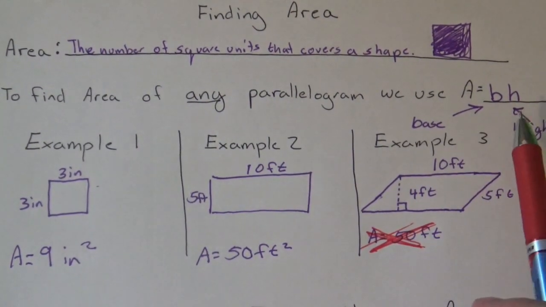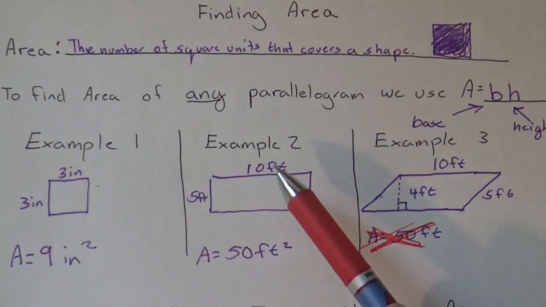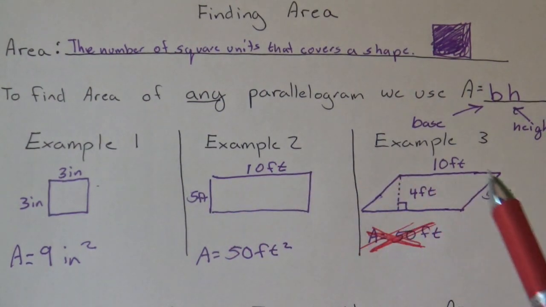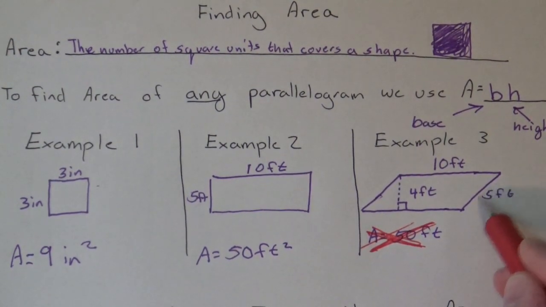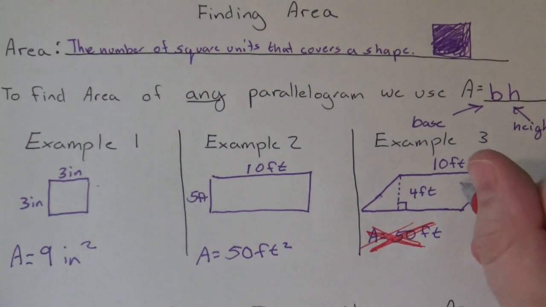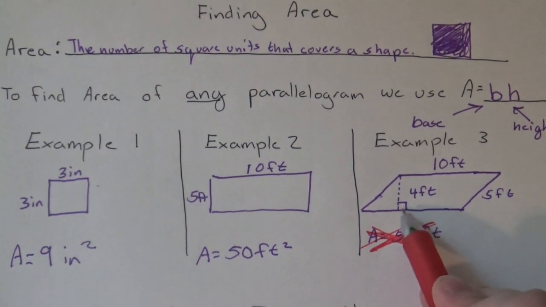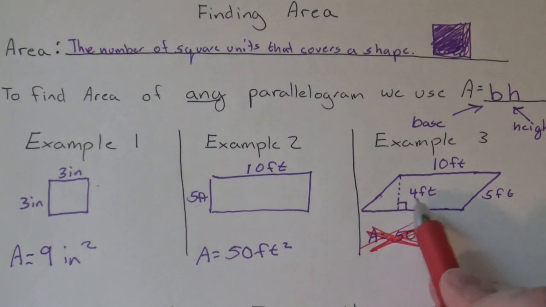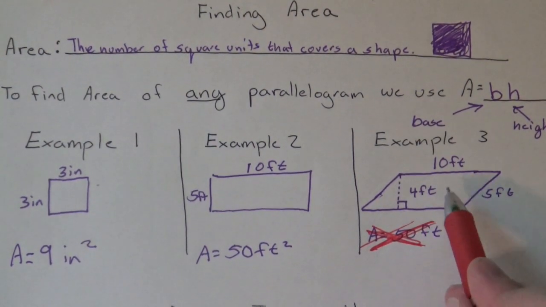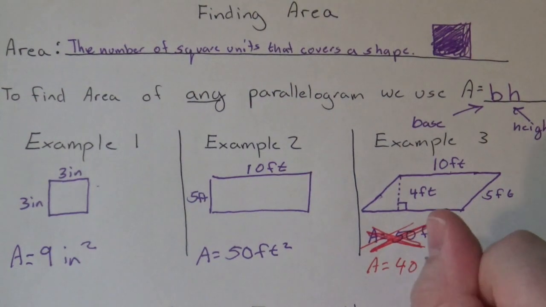Our equation says base times height. All right, so a while ago, this was our base, which was a 3. The height is 3 inches. But look at this one. Our base on this would be 10. I agree with that. However, the height of this shape, from the top of the shape to the bottom of the shape, is not 5 foot. It's only measuring this side. Look at this symbol. You see this? This represents the height. It's going from the bottom of the shape to the top of the shape. That's what this symbol means. This is telling you that the height is 4. So really our answer for this one is 10 times 4, or 40 foot square.